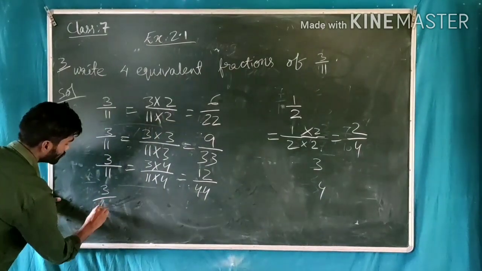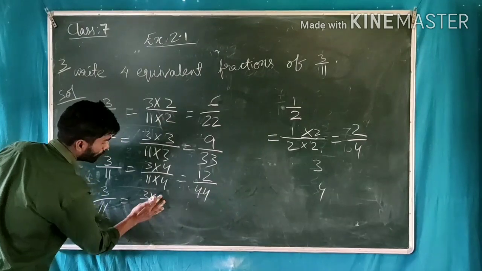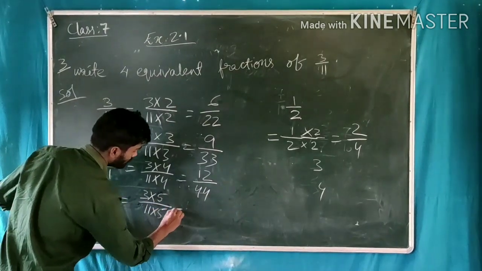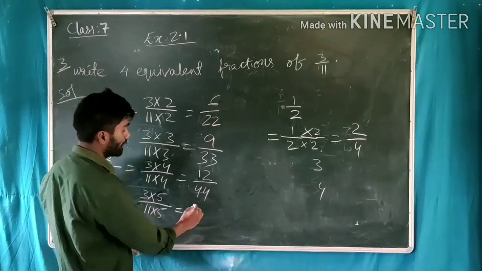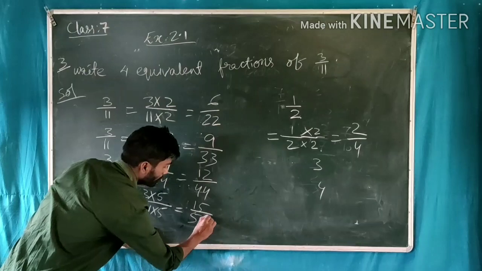Next, 4 done, 5. 3 into 5, that is 15. 11 into 5, that is 55.